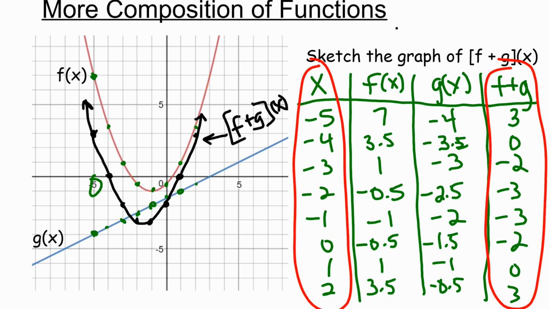So what I'd encourage you to do is think about, why does that happen? Why does it look like that? Why is it that when you add a line to a parabola, it looks like a parabola? Why is it down below the parabola? Why is it behaving like that? That would be a great thing to start contemplating.